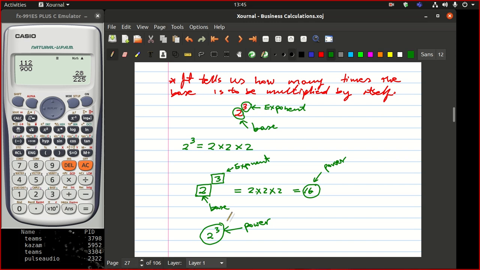Anyone who's not getting the difference between these can unmute themselves and ask if they have a question. If you don't have a question, you can just press a thumbs up so that we can move forward.